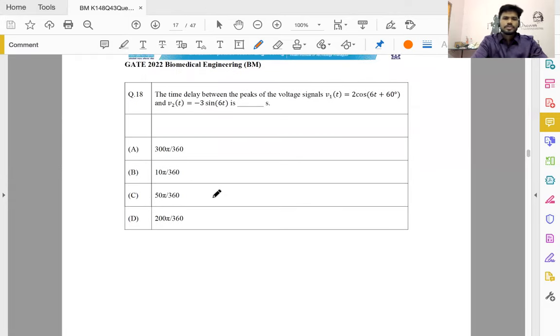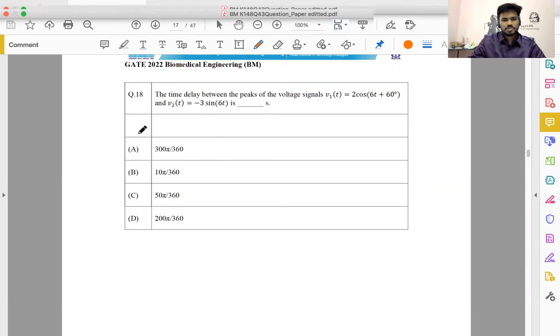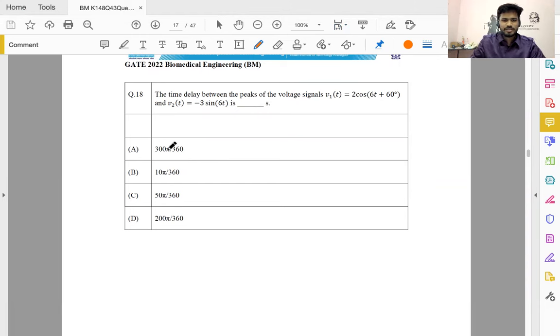Okay, so one more question. So I had some poll in YouTube, and so this is one place, it says majority need not be right. Okay, so about 60% voted for 300 pi by 360. Official key is C. A strong contender here is 10 by 360. So quickly, what would be the answer here?